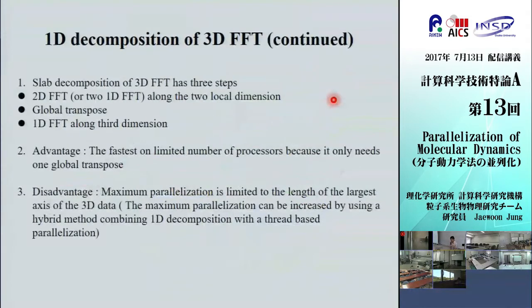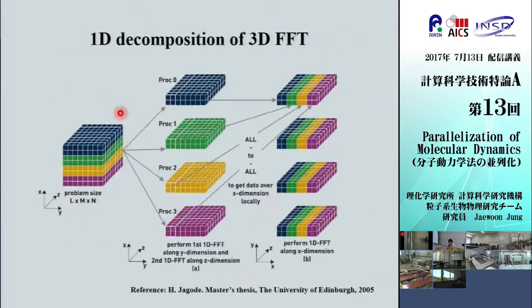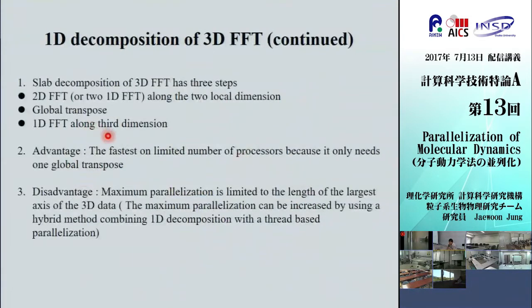So this one has 3 steps. Two-dimensional or one-dimensional FFT along the 2 local dimensions. And we need to transpose globally, which is identical to all-to-all communication. You can think of this one as a global transpose. And one-dimensional FFT along the 3rd dimension.